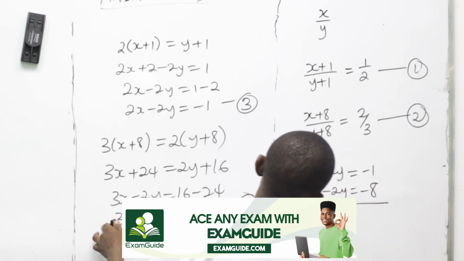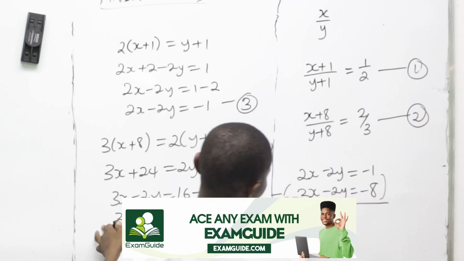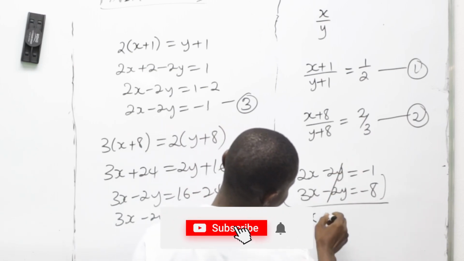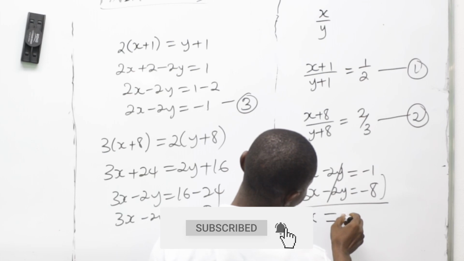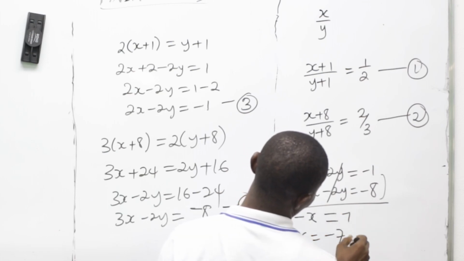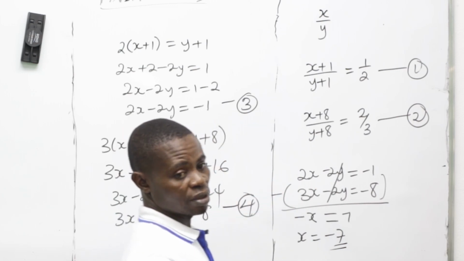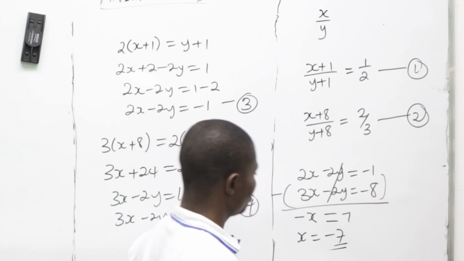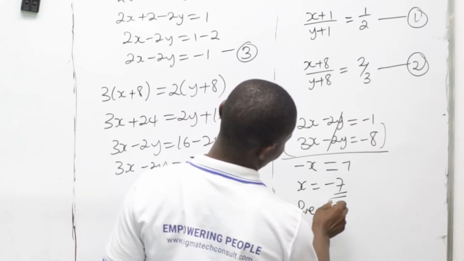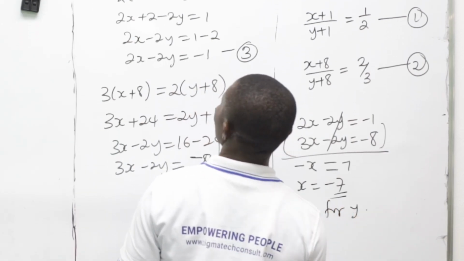By elimination method, we introduce a minus sign. Here will give us minus x, so that this can cancel each other. Here will now give us plus 7. Hence, x equals minus 7. So, solving for y.